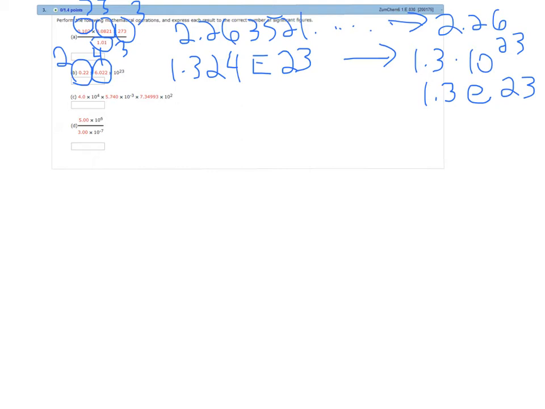On your calculator, you'll have an e button sometimes that shows up. That means times 10 to the. So here's what I would type into your answer box.